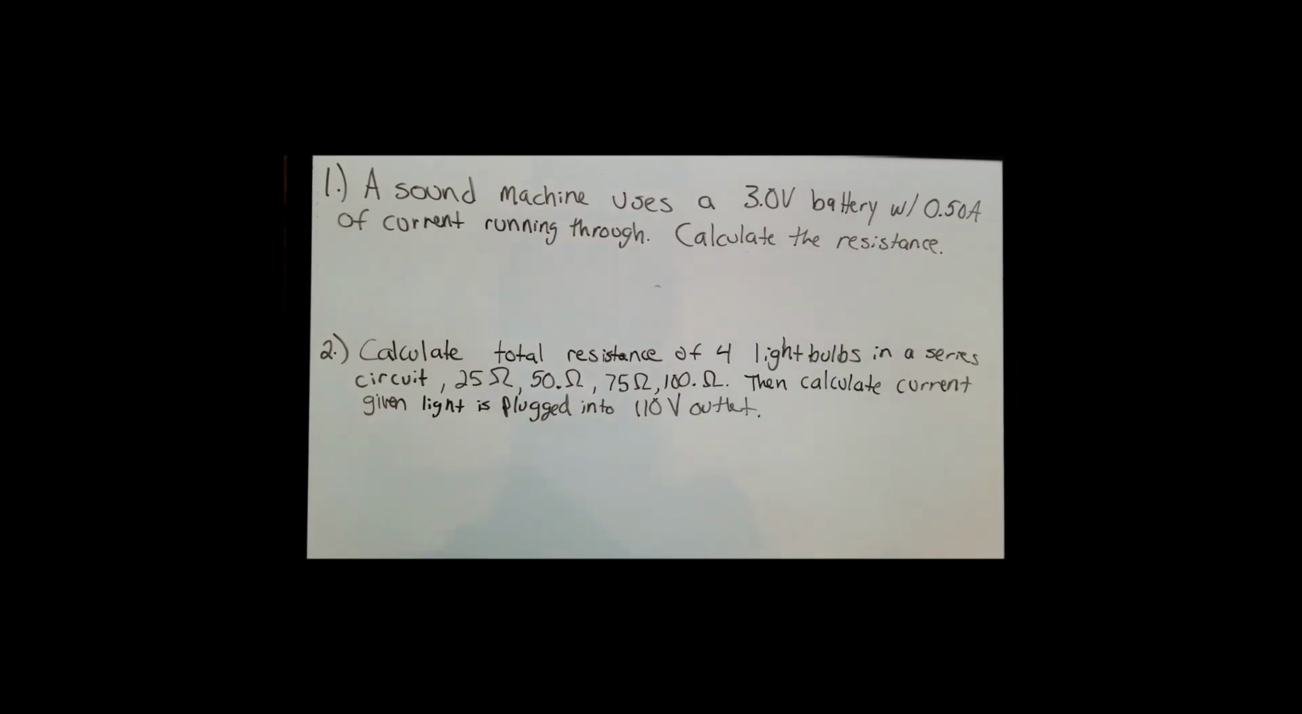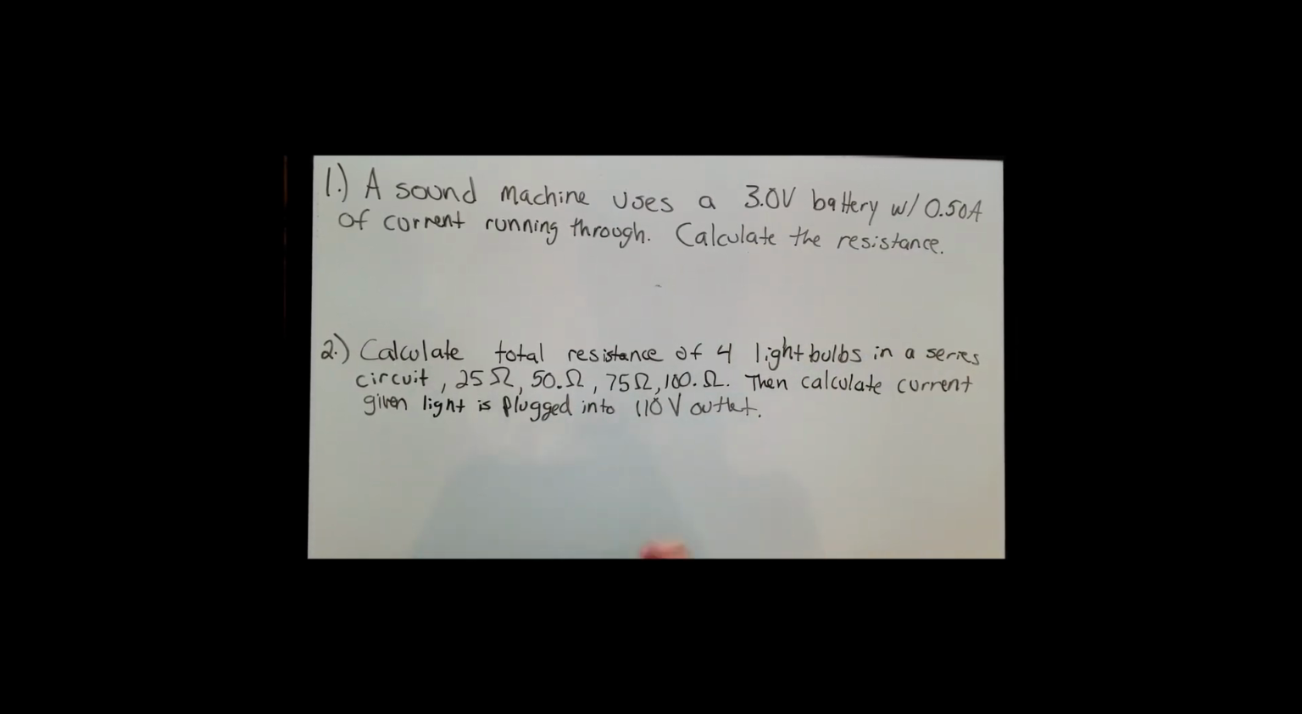Look at some examples from Chapter 8 calculations. In Chapter 8, it's all about circuits, energy, power, current, resistance, all that good stuff. Looking at the first problem, we have a sound machine using a 3-volt battery with 0.5 A, so A is amps, of current running through. And it's asking us to calculate the resistance.